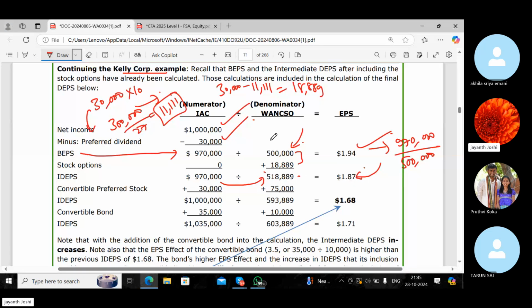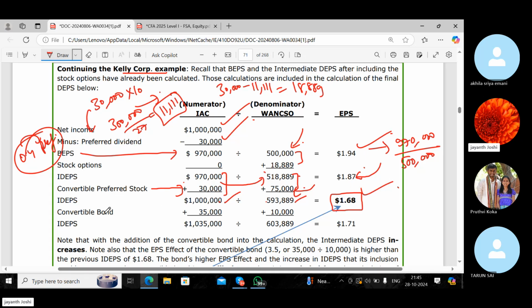And then we have done the EPS effects, right? Convertible bonds and convertible preferred stock, whereby we give ranking also. Preferred stock was ranked first, so we will take that first in calculation of diluted EPS. That preferred stock gave a dividend of 30,000, the numerator effect. And then the denominator will increase by 75,000. When I add these two, I get this figure, and this divided by this will give me diluted EPS of 1.68.